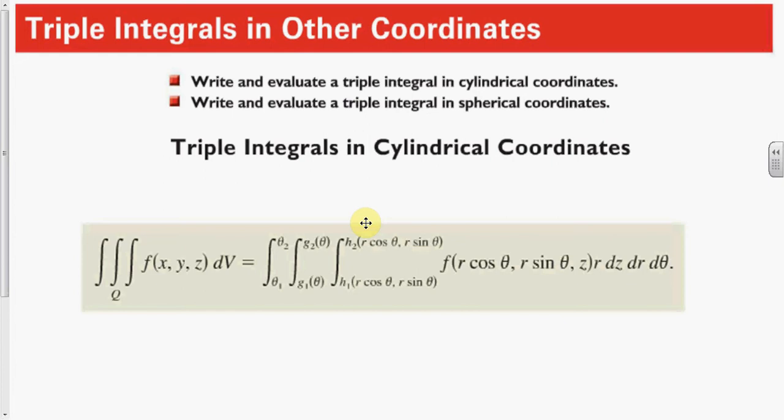For spherical coordinates, there's a factor for that for the volume. Here for cylindrical, it's an r factor, but for spherical coordinates, it'll be rho square times sine phi.